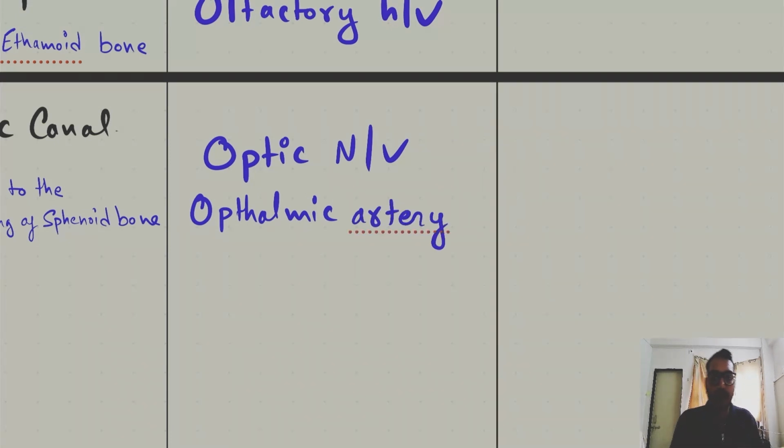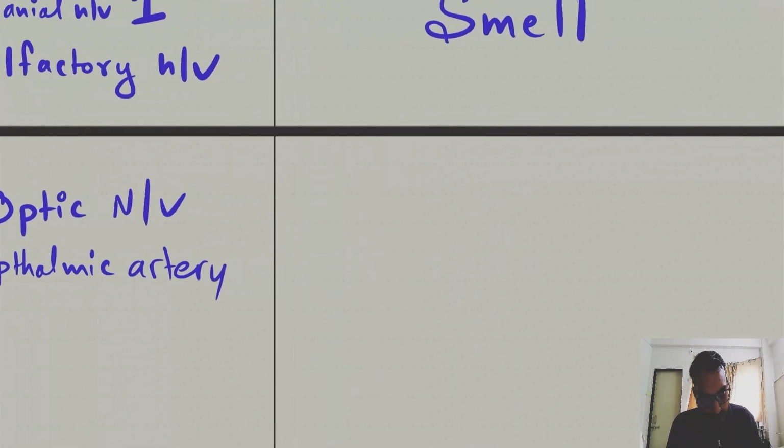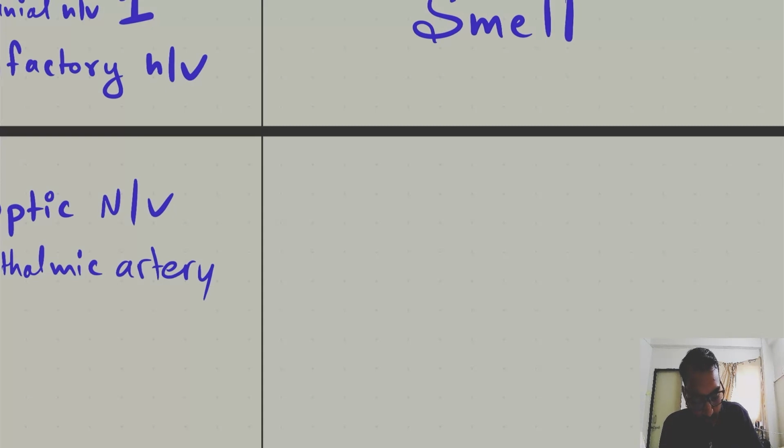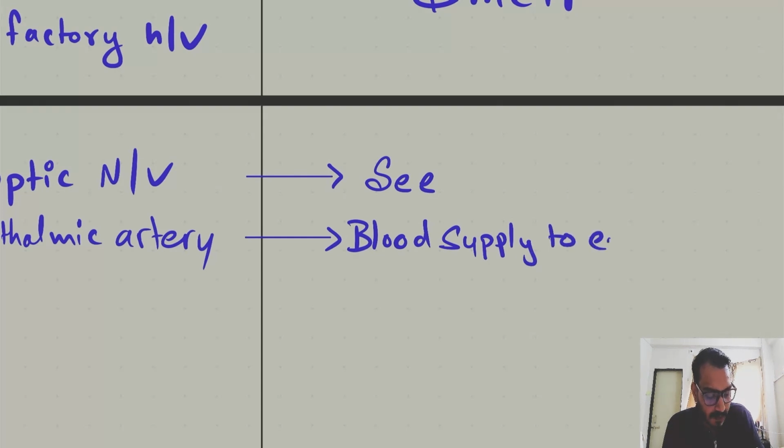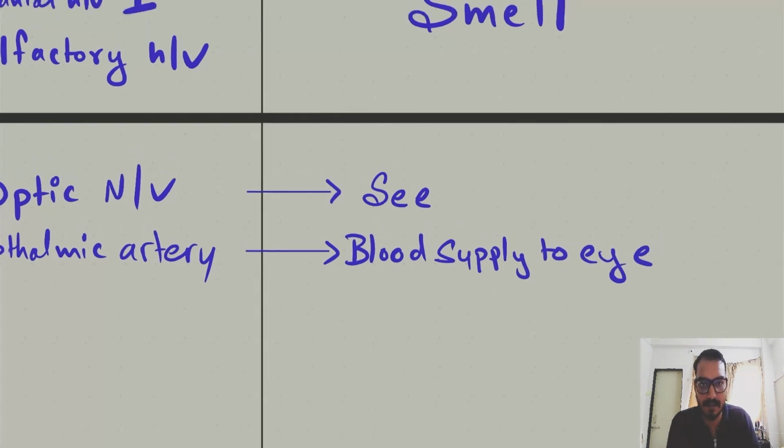Optic nerve and ophthalmic artery. What is the optic nerve useful for? The optic nerve is useful for seeing things, to see. And the ophthalmic artery is giving the blood supply to the eye.